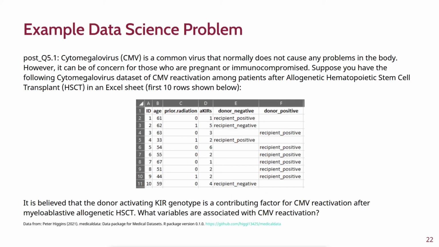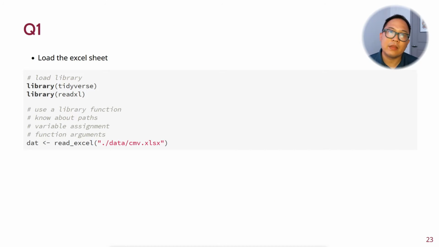And so an example data science problem that we use as our summative or final exam question is this case study of looking at CMV. Cytomegalovirus is a common virus that normally does not cause any problems in the body, but it can be of concern for those who are pregnant or immunocompromised. So how would they go about transforming this data set, knowing that there are other factors like the donor status that contributes to CMV reactivation? And so given that data set, what are the skills that we want them to learn?